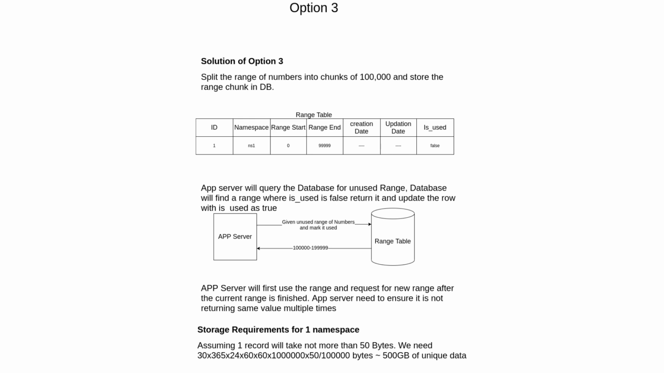Okay, so the range requirement for this type of storage is very less compared to other storages, because here we are not storing all the numbers, instead we are storing just the ranges. So for one namespace we will need 500 GB of unique data, and with replication of 3 or 4, it might reach 2 terabytes.